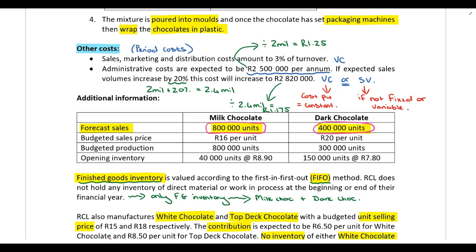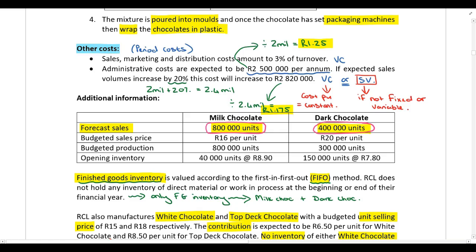The cost in total will change with the change in sales volume. However, the unit cost will remain constant. So the fact that this unit cost over here is not constant, the fact that it's different, means we are not dealing with a variable cost over here. So by process of elimination, we know that it's not a fixed cost, we know that it's not a variable cost, and therefore we are dealing with a semi-variable cost.